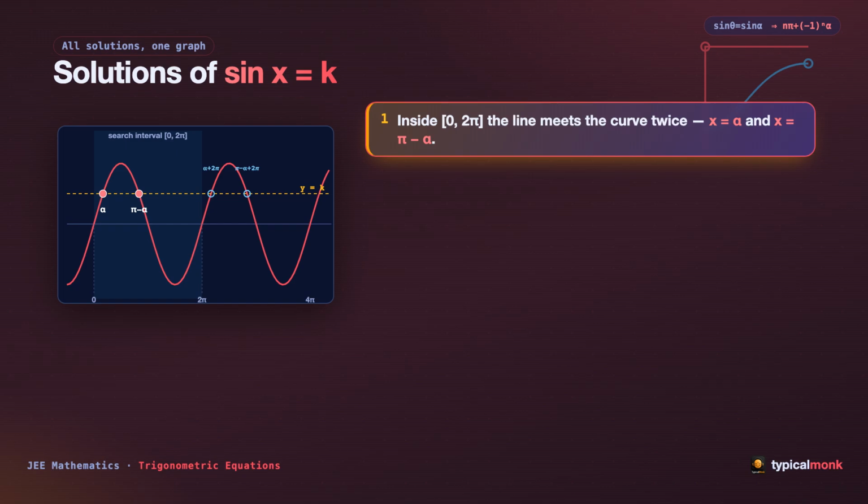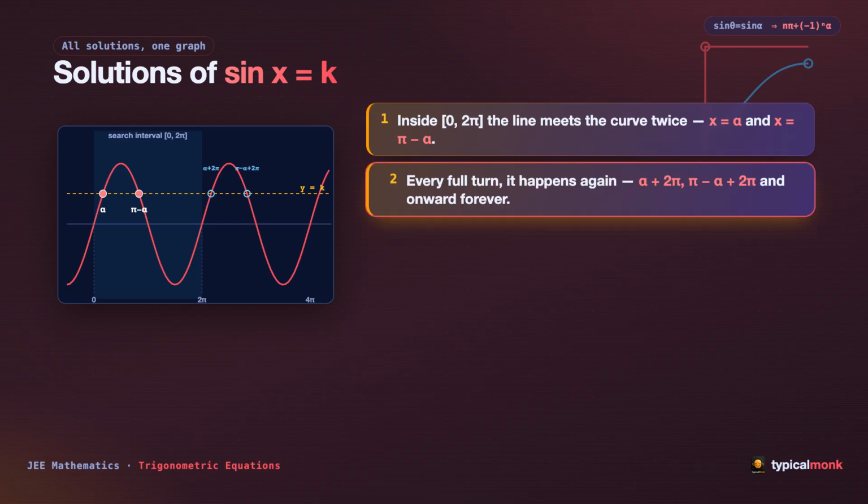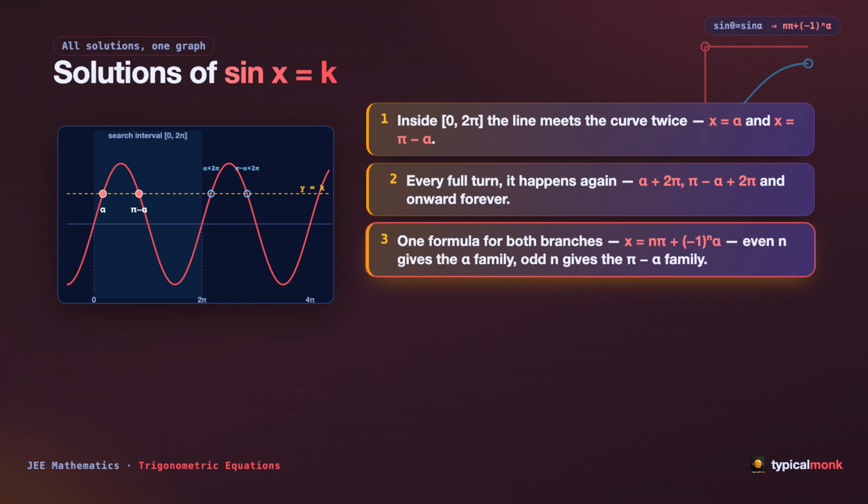Here is a sine wave and a straight horizontal line marking one fixed value, k. Notice that inside the interval from 0 to 2 pi, the line meets the curve exactly twice. Once at an angle we call alpha, and once at pi minus alpha. Follow the curve further to the right, and the same crossing happens again and again. Every single time we add a full turn of 2 pi, alpha plus 2 pi, pi minus alpha plus 2 pi, and onward forever. One single formula holds both of these branches together.